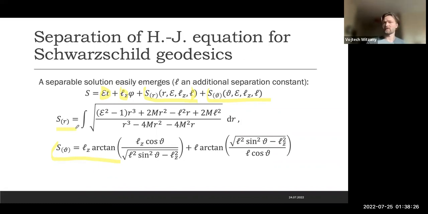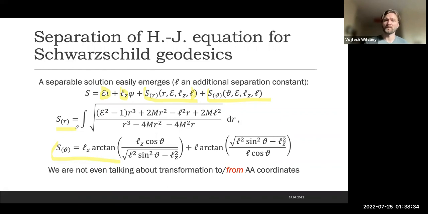And which, by the way, doesn't mean that, if you express it as an elliptic integral, you have solved the problem, because we are not even talking about these kinds of inversions that one needs to do in order to get useful action angle coordinates.